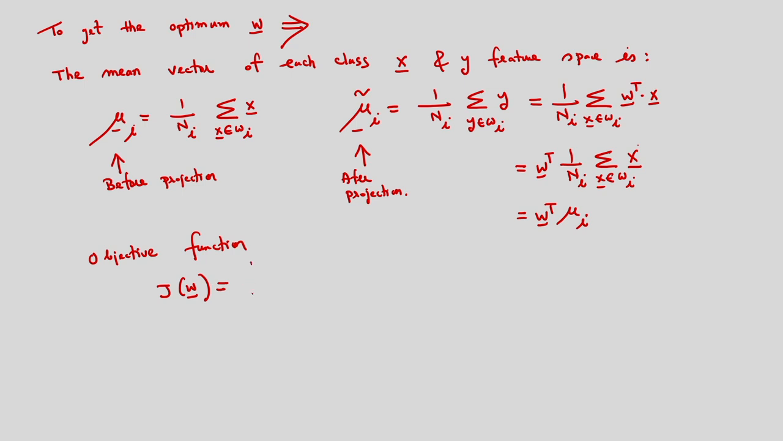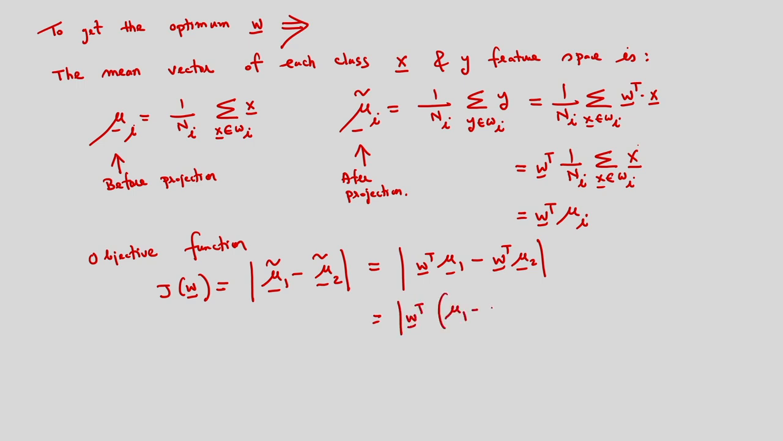That is nothing but the distance between the projected means. So the distance between the projected means, mu 1 tilde minus mu 2 tilde. And you remember we are considering only two classes in this example. So that is w transpose mu 1 minus w transpose mu 2, and that is equal to w transpose times mu 1 minus mu 2. So this objective function J w we can consider, and you can see the measure is the distance between the projected means. So that should be maximized. After the projection of the samples belonging to the two classes, we are getting the means corresponding to the first class and the second class, and these two means should be well separated, and that is why we are considering this objective function J w.